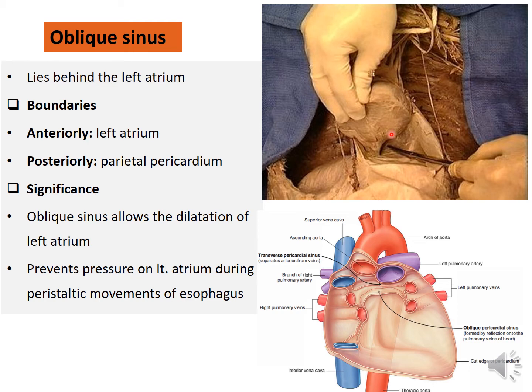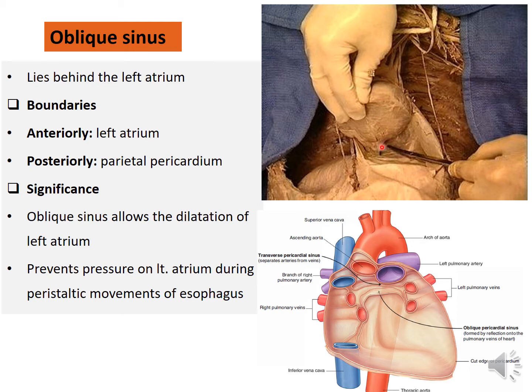Anteriorly, it is bounded by the left atrium, obviously, and behind by the parietal pericardium, which is the parietal layer of the serous pericardium. The significance of this particular sinus is to allow the dilatation of the left atrium during the filling phase.